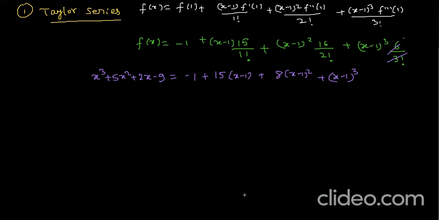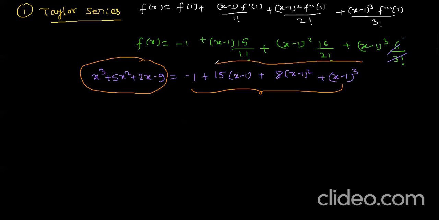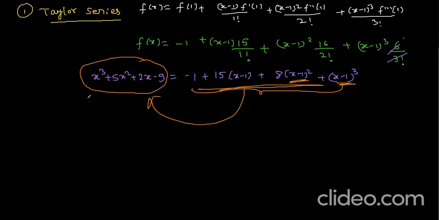Now you can say that this function is converted into this form in the power of x minus 1. If you want to prove that this is actually the value of the function, you can derive it: open the bracket and simplify, and you will get the original function. But there is no need to open it because you have to express this function in the form of x minus 1.